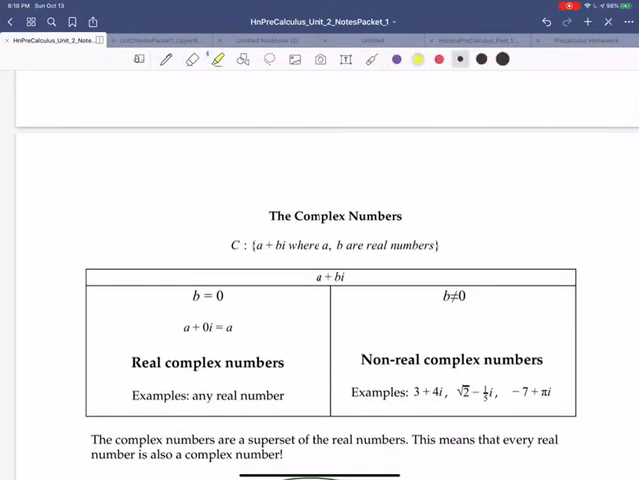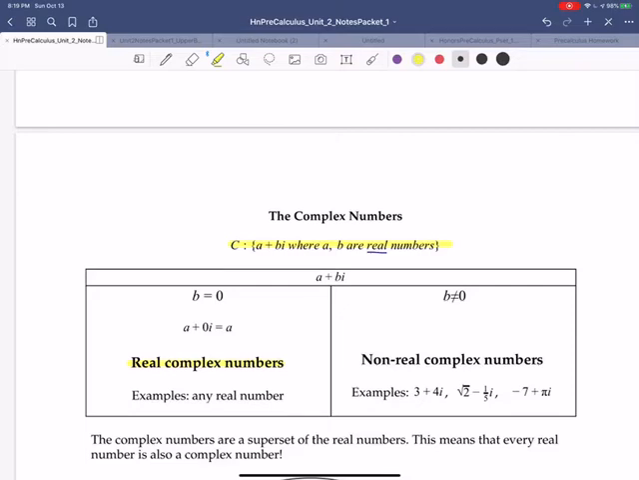So the complex numbers are defined as numbers of the form a plus bi, where a and b are real numbers. There are two kinds of complex numbers. There are complex numbers in which b is equal to 0, and there are complex numbers in which b is not 0. So complex numbers in which b is equal to 0 are just real complex numbers. In other words, real numbers. So any number on the real number line is of this form.